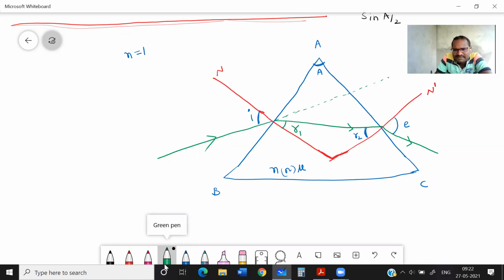Just extend this ray in backward direction like this. Now this original extended incident ray and extended refracted ray in backward direction will intersect with each other by making some angle, this angle.